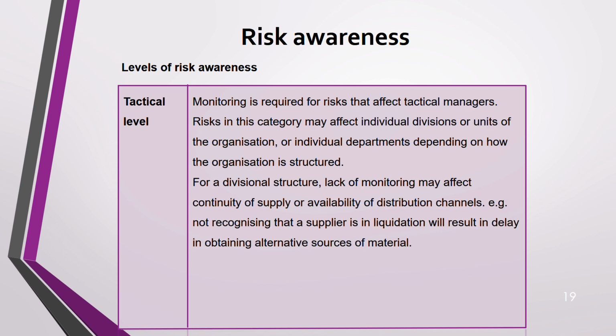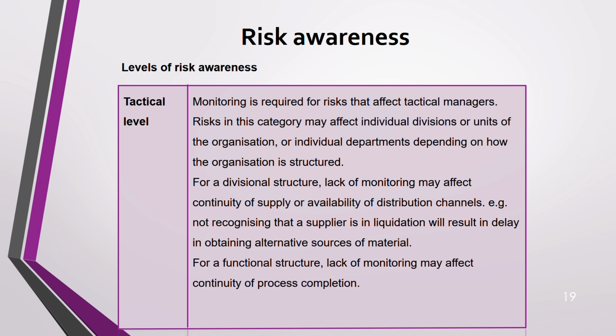There are two structures: divisional and functional. For divisional structure, if you do not monitor, what happens? Continuity of supply will be affected, your distribution channels will be affected. If you're not able to recognize that your supplier is in liquidation, it might result in a delay. For you it will be a delay because you're not getting the raw materials that you have demanded. You will not even get time to find an alternative source of material because you don't know your supplier is in liquidation from before.